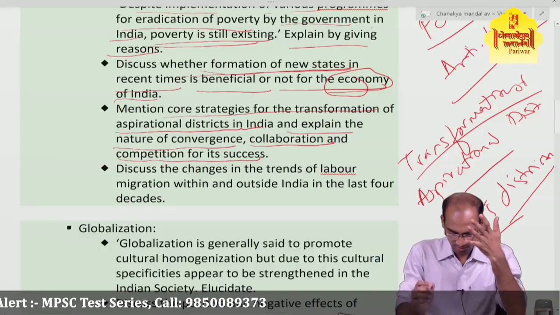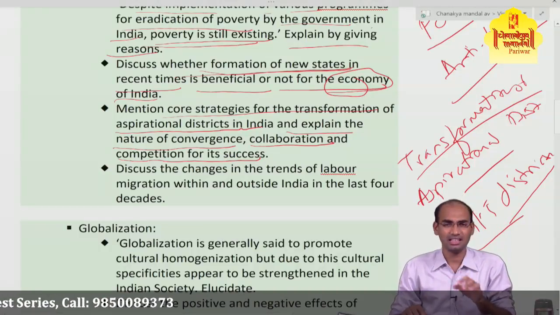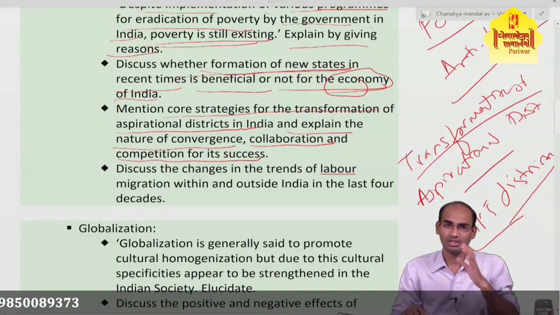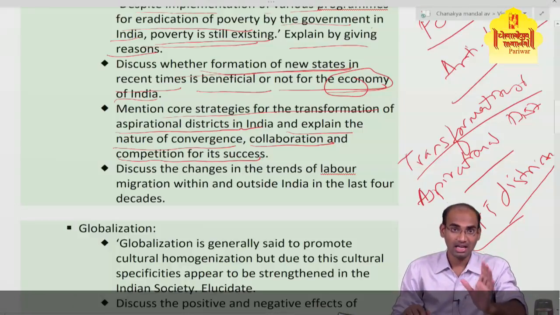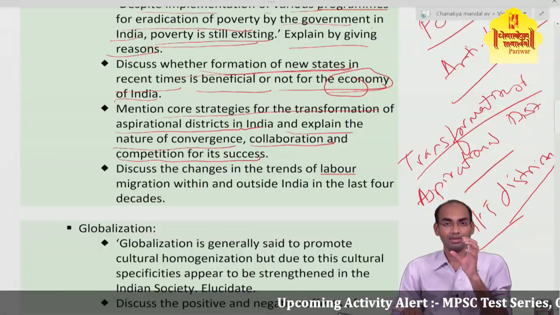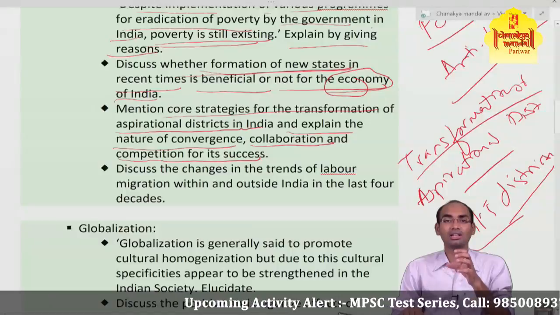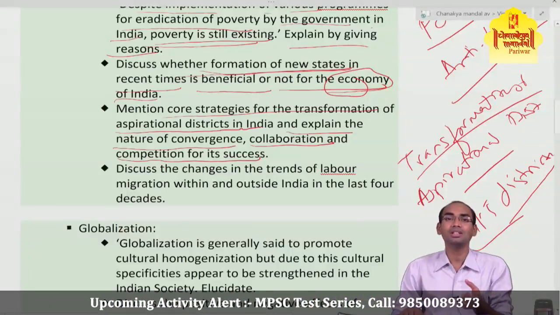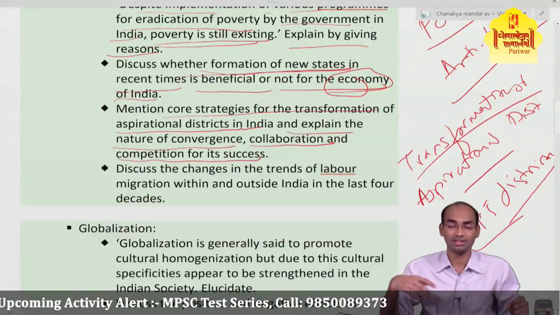Then core strategies and everything, you can directly refer to this Niti Aayog website. You will get all the information. But again, everybody is going to do that. What you need to do is make your answer such a beautiful answer that the examiner will easily give you more marks than other students.